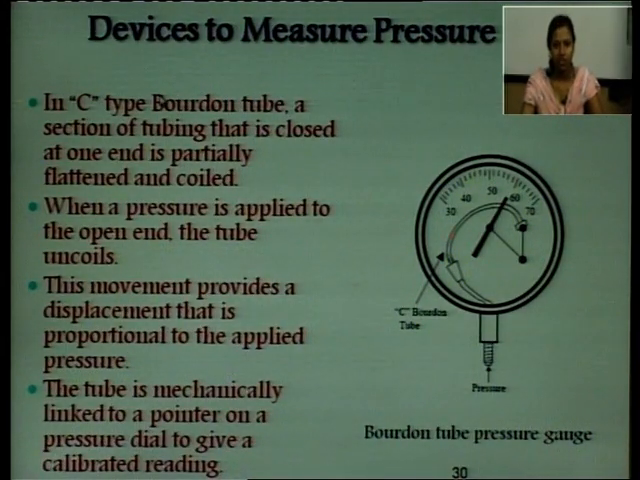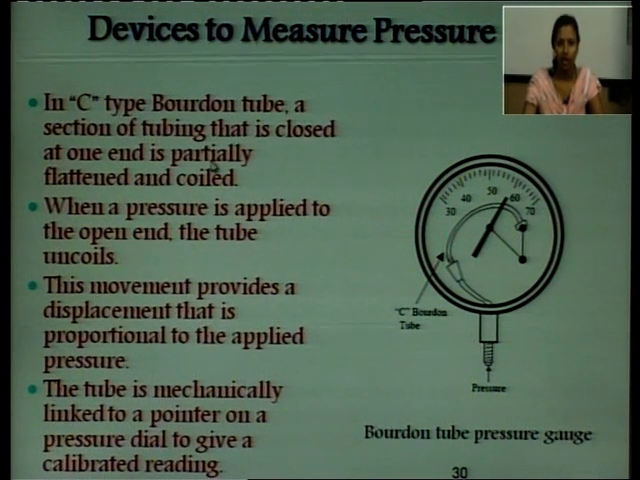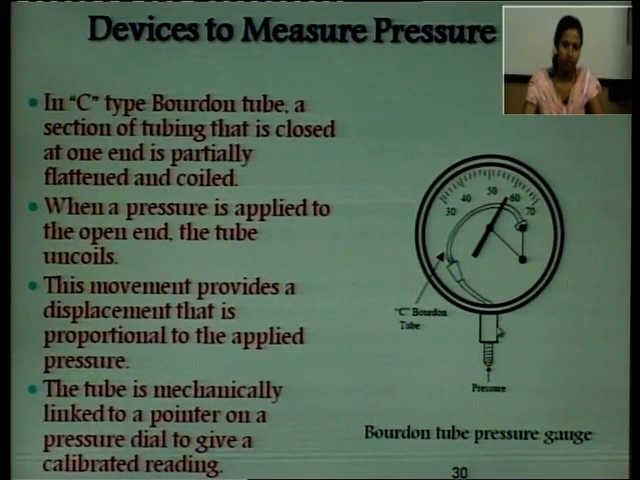The next device used to measure pressure is the C-type Bourdon tube, a section of tubing that is closed at one end and is partially flattened and coiled. Here we apply some gas for which we want to measure the pressure. Depending upon the structure of this tube, we can easily find the pressure scale. Here we have put some scale. Depending upon its inflation, we can easily find the pressure with this scale.